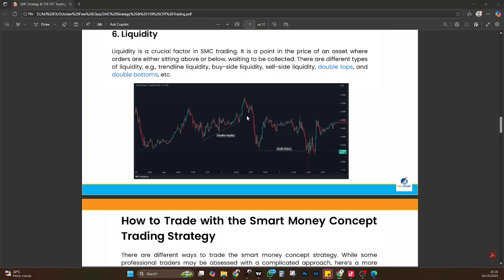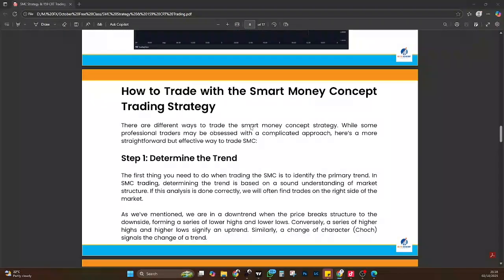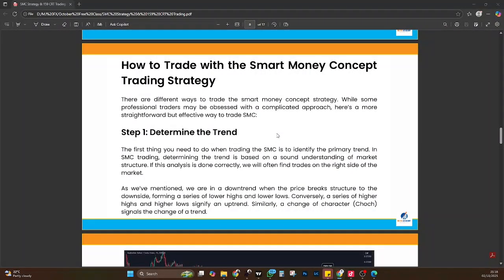So I hope now we have understood liquidity. This is trend line liquidity, double bottom. So when you see something like this, you must know that it will be taken out. Double top, it will be taken out. Okay, how to trade with smart money concept trading.